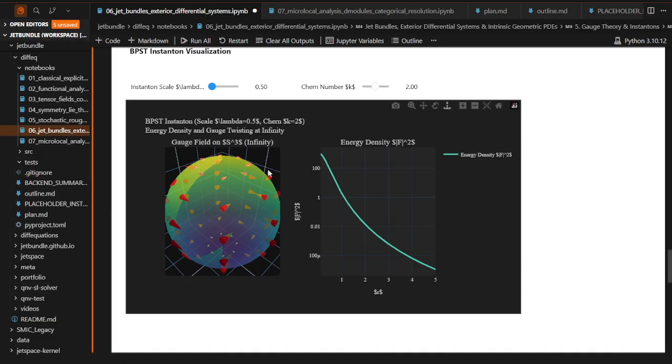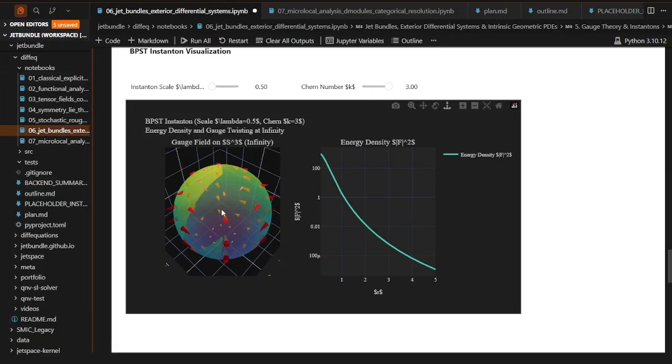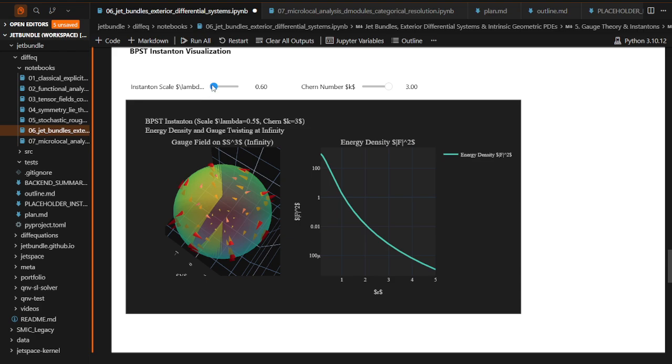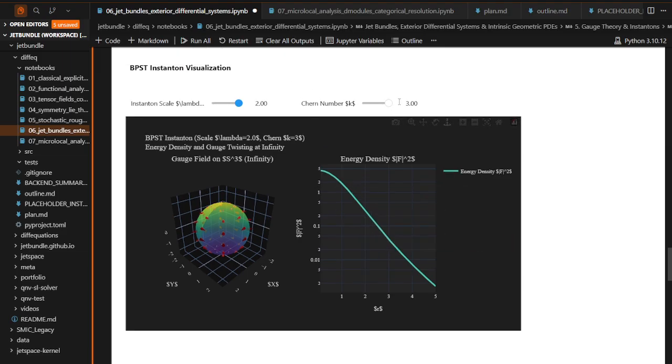And on the right here is the log energy density. If there are more twists, then there are these ideas of multi-instantons. So let me put a bunch of twists here. And as we scale the instanton, we can get the field strength from it, or the curvature 2-form.